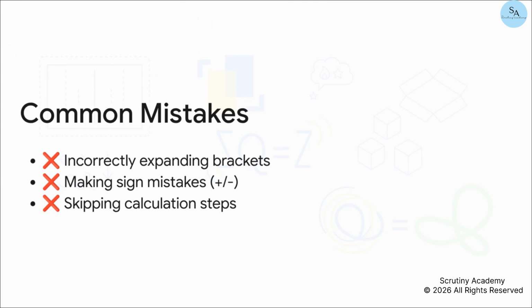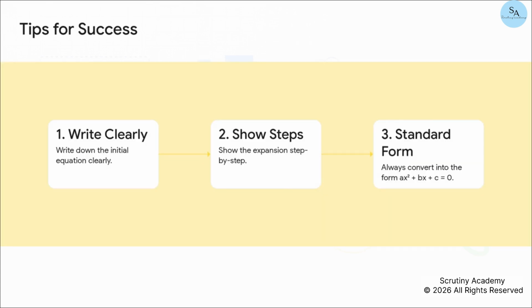Things like messing up the bracket expansion, making a sign mistake, plus ko minus kar diya, or trying to save time by skipping steps, which almost always leads to a mistake. You have to avoid these. So, here's how you do it right. Number 1, always write down your starting equation clearly. Number 2, show your expansion step by step, just like we did earlier. Don't try to be a hero and do it all in your head. And number 3, and this is so important, always simplify your final answer into that standard ax squared plus bx plus c equals 0 form. It shows the examiner you know exactly what you're doing.